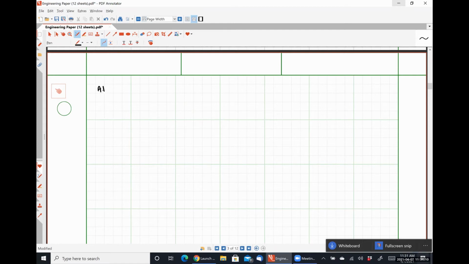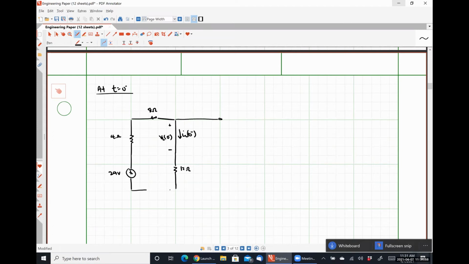So at t is equal to 0 minus, our circuit looks like this. We have a 24-volt source. Here's our 4 ohm resistor. Here's our 8 ohm resistor. Our inductor is a short circuit. Here is our capacitor, VC at 0 minus. Here is where our capacitor current, IC, is.